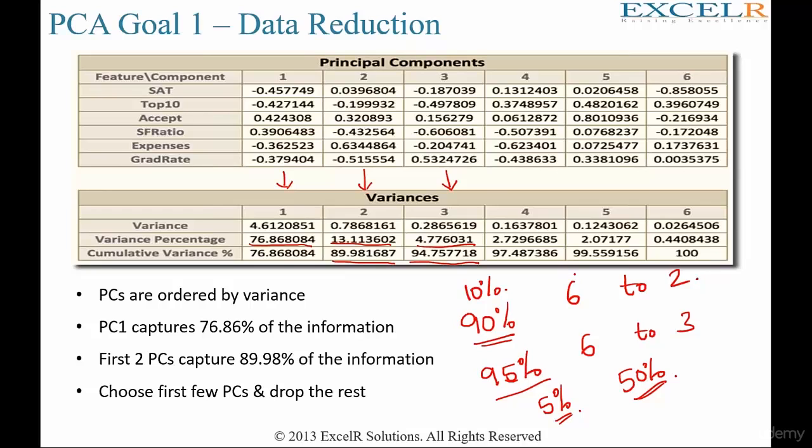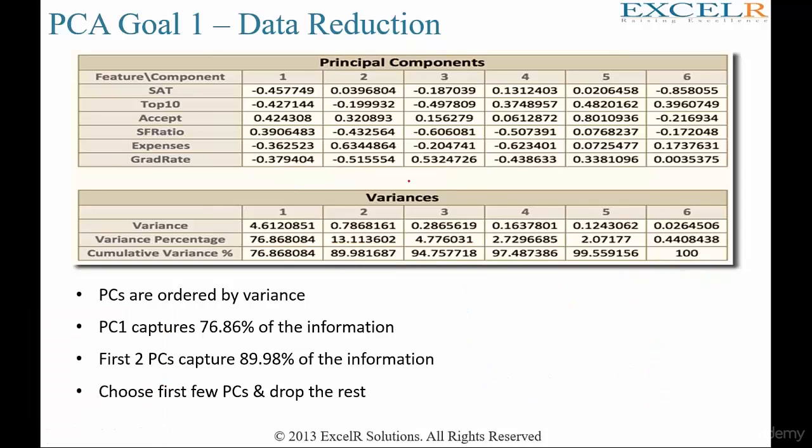Here is where you need to couple this with your domain knowledge. You need to check with your domain experts and subjectively take a decision on what you want to do. And also, you need to look at the marginal improvement. For example, one PC captures 76.86% of information, the second one 13%, third one 4.77. Now from the third principal component to the fourth, the amount of variance that is captured is decreasing significantly.